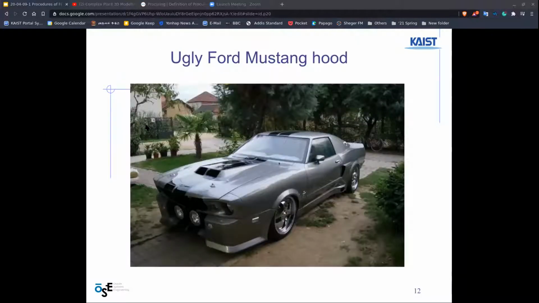So this is the Ford Mustang model. It's labeled as the ugly car.